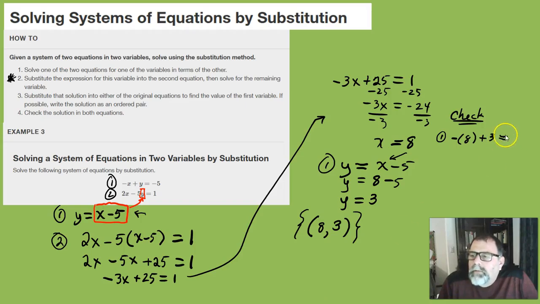Does that equal negative 5? So negative 8 plus 3 is negative 5. So that's true. And then if I check it in equation 2, 2x, x is 8, minus 5 times y, does that equal 1? Normally when I check it, I wouldn't write it down, I just type it in my calculator. 2 times 8 minus 5 times 3, hit equals, so we should get 16 minus 15, which is 1. 1 equals 1, so that checks. So then I know I did it right.